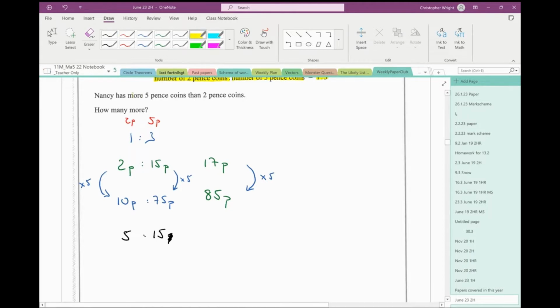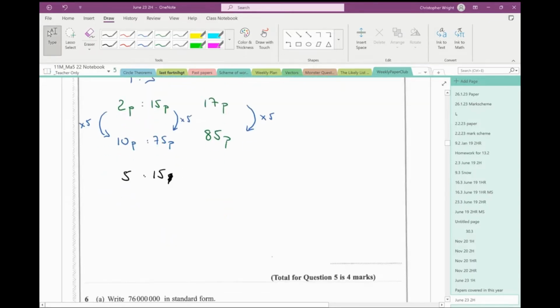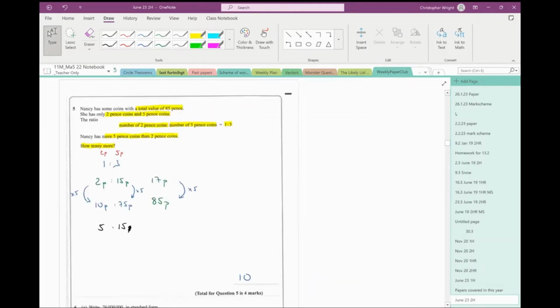Nancy has more 5 pence than 2 pence. How many more? Well, she does have more 5 pence than 2 pence, because she has 15 5 pence and 5 2 pence. How many more? 10 more. That is the answer.